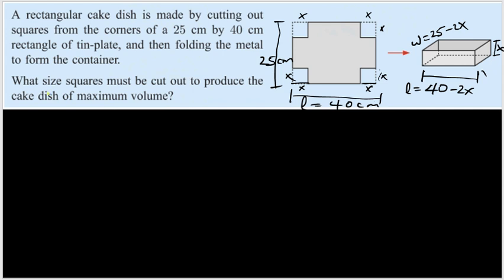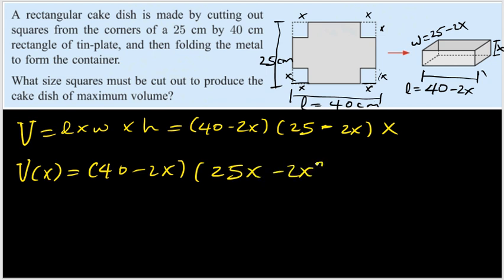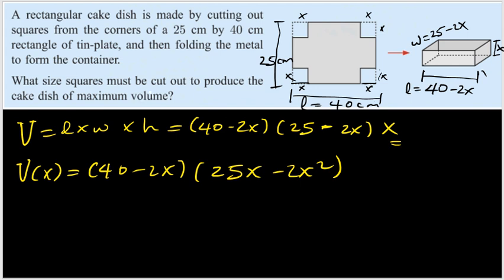So to maximize the volume, the question says, what size square must be cut out to produce the cake dish of maximum volume? Volume is equal to length times width times height, which is 40 minus 2x, times 25 minus 2x, times x. Therefore the volume is purely a function of x, and our next step is the derivative, because our focus is how to maximize the volume. What value of x has to be cut out from each corner, that's the main point.